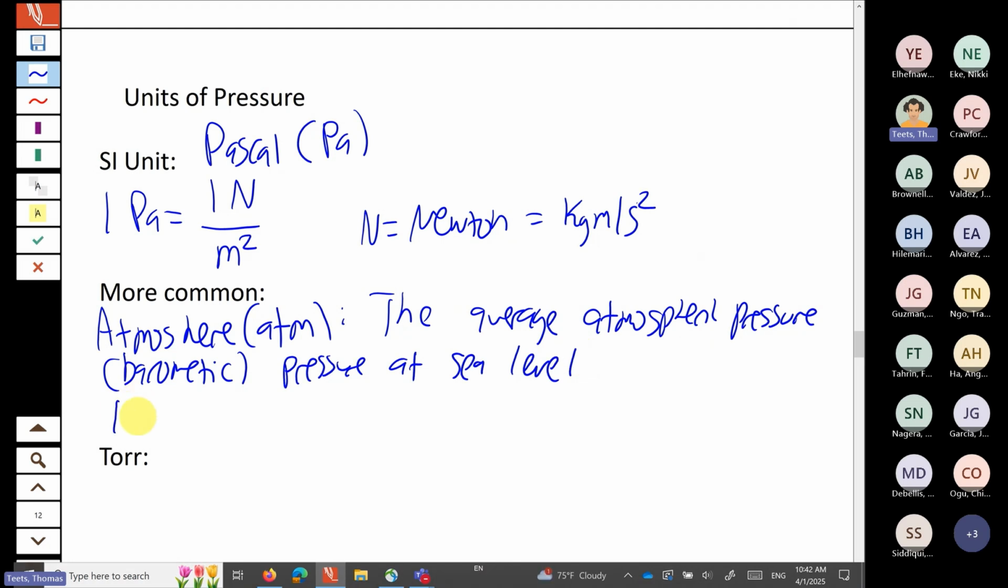And as I said, an atmosphere is much larger than a Pascal. So 1 atmosphere is 101.3 kilopascals, which is 1.013 times 10 to the 5th pascals.